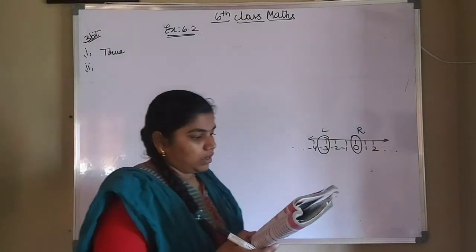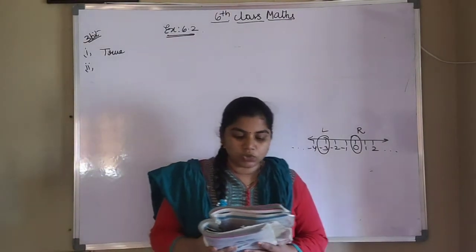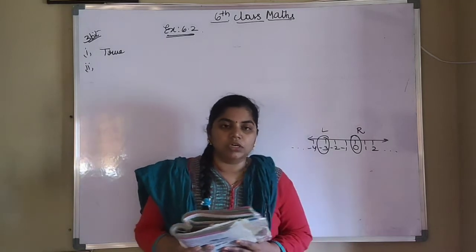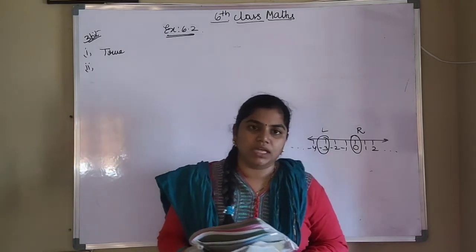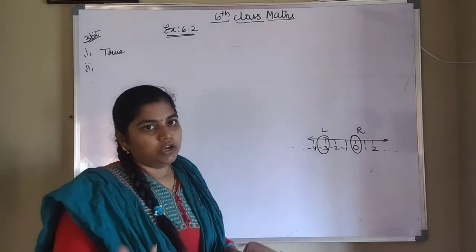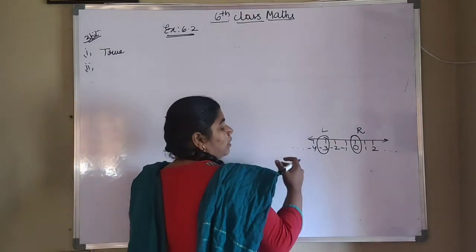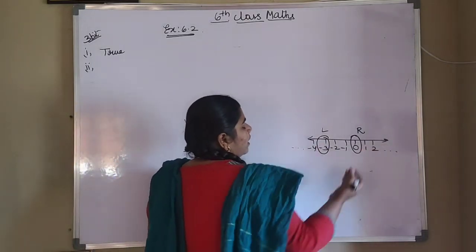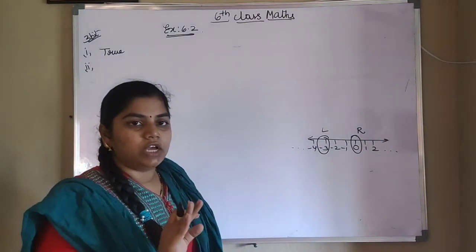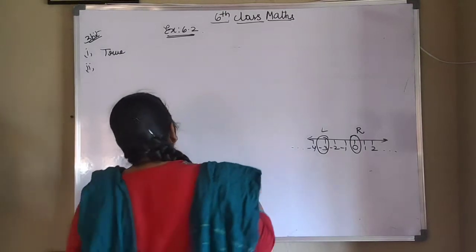Second one, now -12 and +12 represent on the number line the same integer. So +12 and -12 both are equal. They are lying on same side, on the same point. No, +12 is on right side and -12 is on left side. So they are not having equal point there. So it is false.